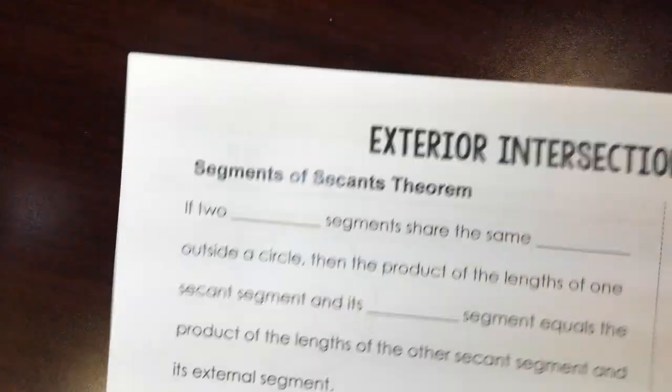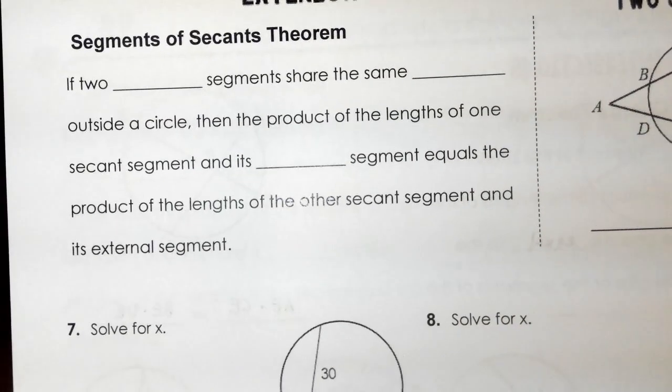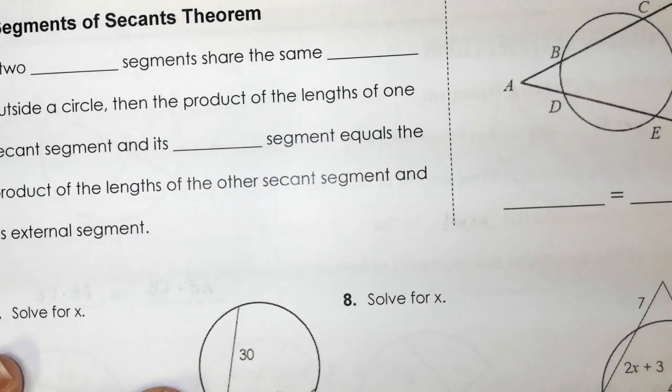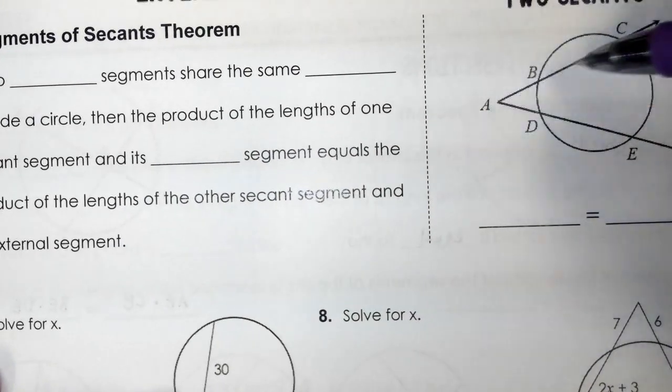On the back, these are exterior intersections. You have two types. First type, you're going to have where two secants meet and create that exterior angle like we've seen before. But we're not worried about the angles no more. We're worried about the segments.